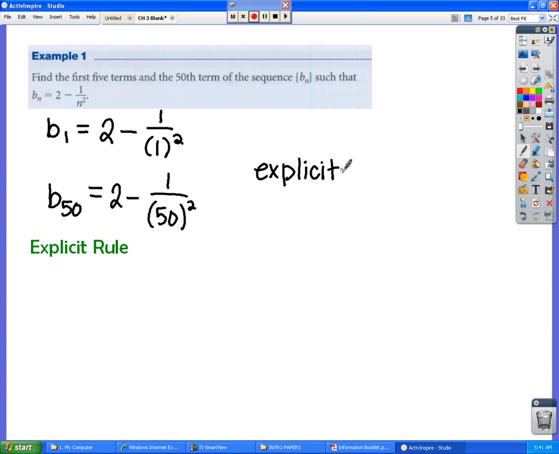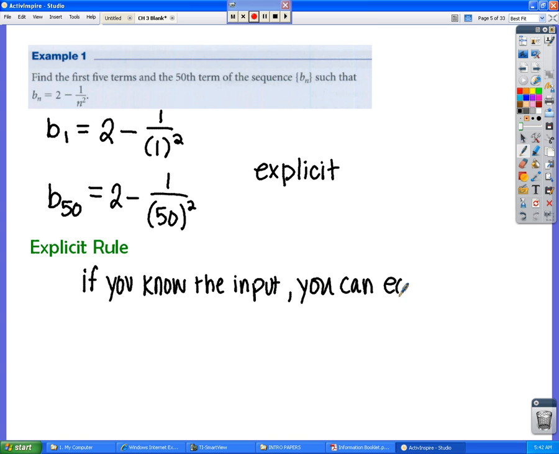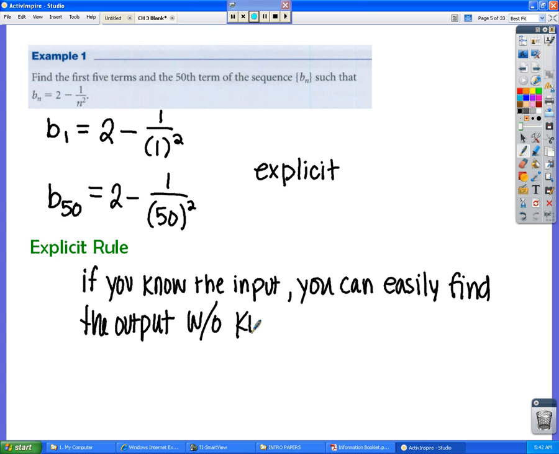Explicit rules: if you know the input, you can easily find the output without knowing prior terms.